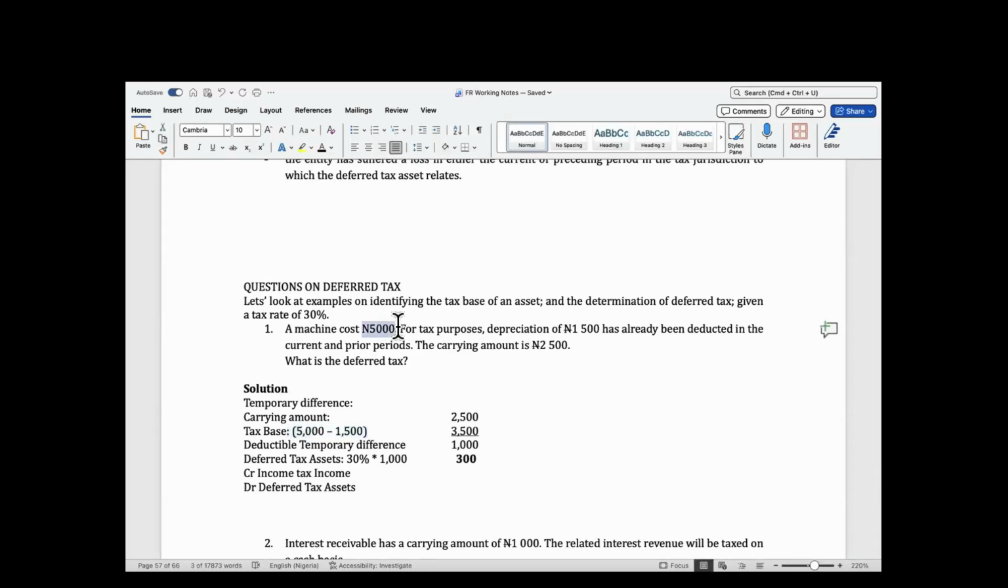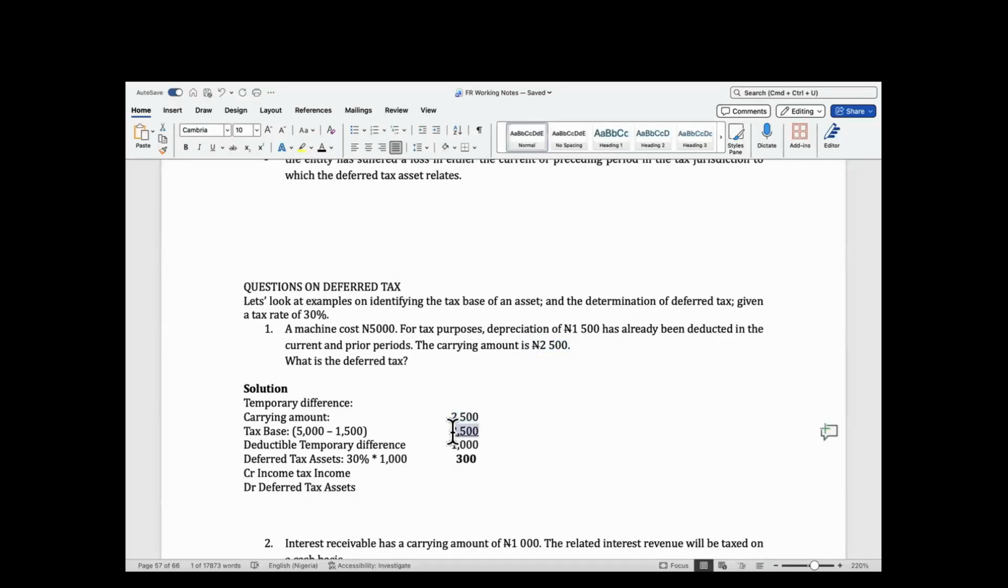So this is the cost of the asset. For tax purposes, the taxman has allowed you 1,500 as capital allowance. So if you're doing tax, your tax base is your cost minus your capital allowance. Since they have allowed this as deduction, I have to deduct it from my cost to get my tax base. That's how we get tax base for assets. My carrying amount is also cost minus my accounting depreciation, but since the question already gave me my carrying amount, I don't need to do any calculation anymore.